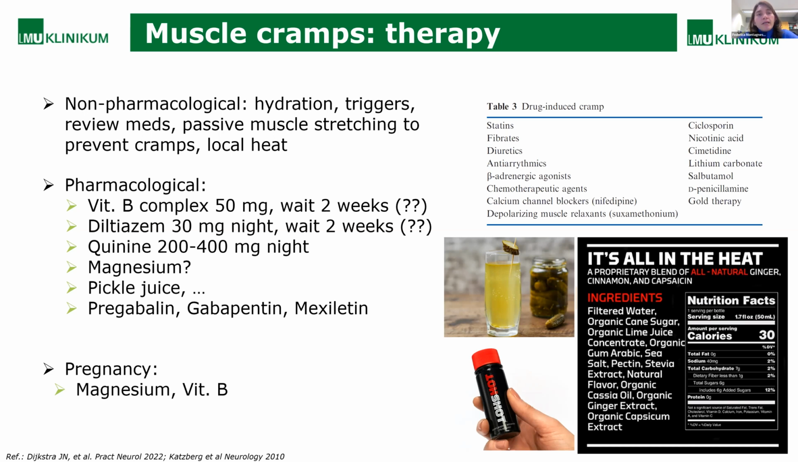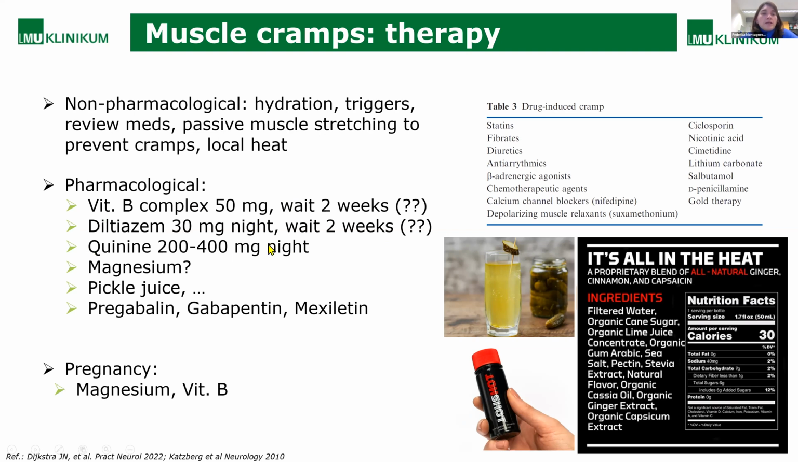So we have many non-pharmacological options, as hydration, avoidance of triggers, stopping some suspected medications that might be causing the cramps, different protocols of regular muscle stretching. Then we have also some pharmacological medications that we can use. The two drugs with the best evidence are vitamin B complex and diltiazem. Both should be tried for at least 2 weeks and then evaluate their efficacy.